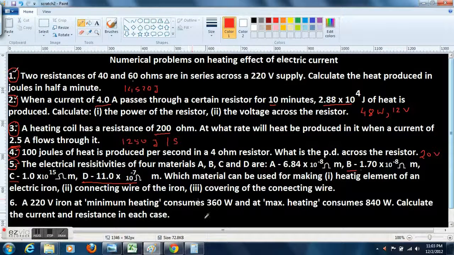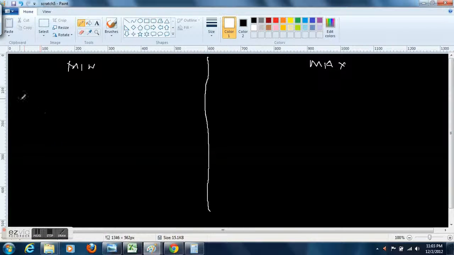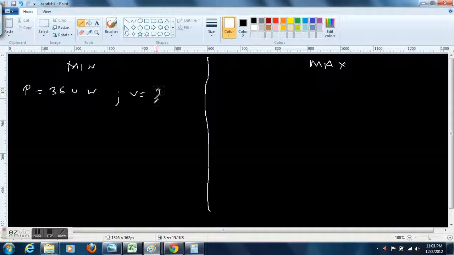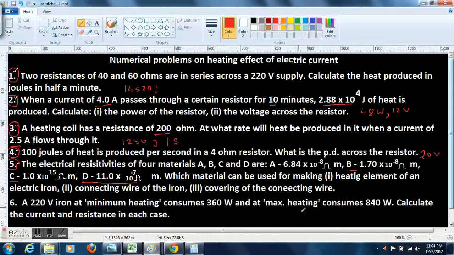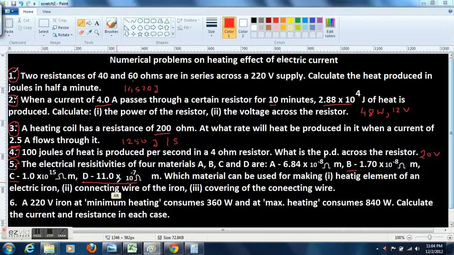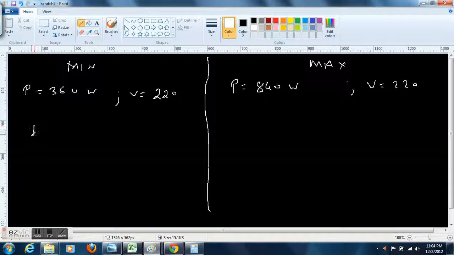Now at minimum, P equal to 360 watt. Voltage is anyway 220 volt in both cases, and at maximum, P equal to 840 watt, and voltage equal to 220. Okay, we have to calculate the current. Formula is P equal to V into I.